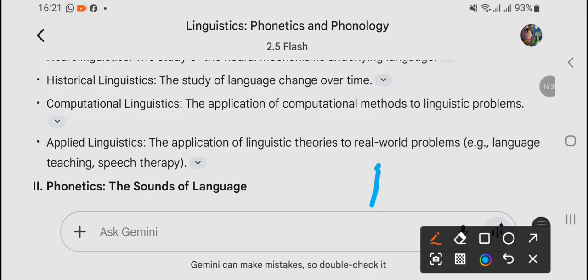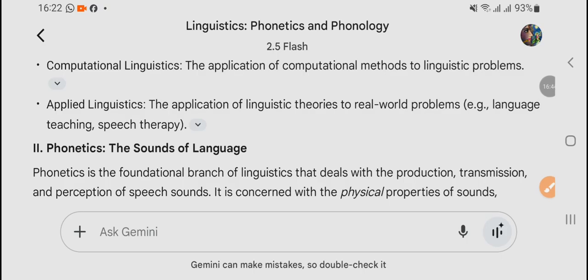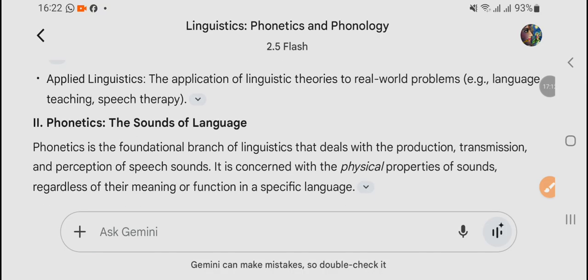Then computational linguistics, the application of computational methods to linguistic problems. For example, many words are invented, so to understand new words, right? Suppose I am not able to understand or speak a word, so that study is called computational linguistics. Then applied linguistics, very important.